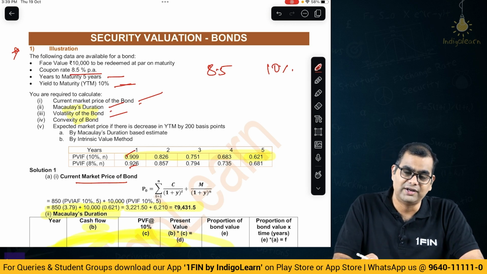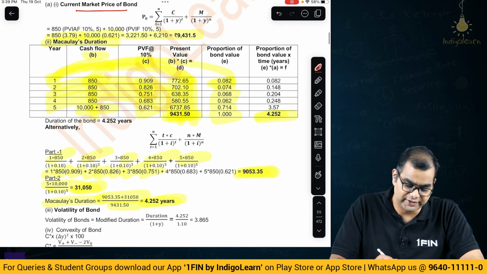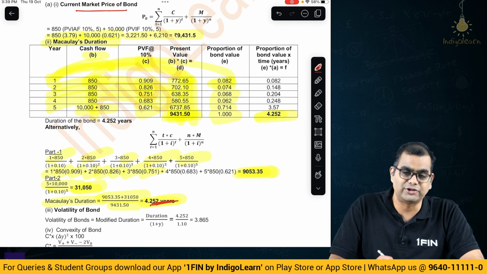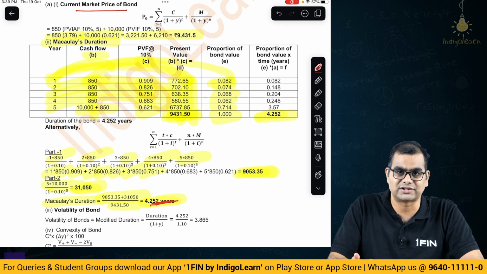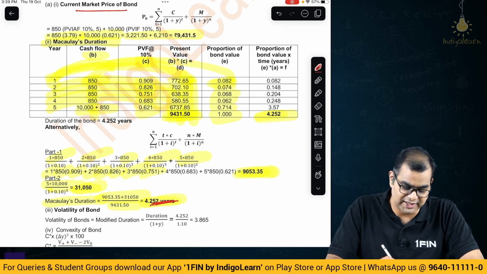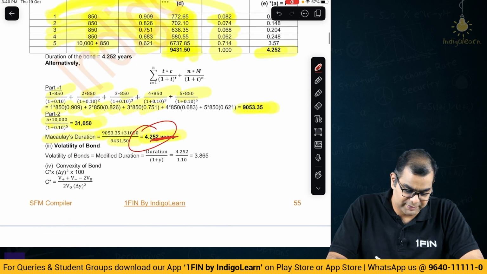But if they have, let us say, very short duration, then the reinvestment risk is small. Compared to 4.25 years as duration, if this bond has 4.9 years of duration, then it has higher duration. So basically it has higher interest rate risk. Whereas if it has lower duration, it has lower interest rate risk. Okay, that is one aspect.